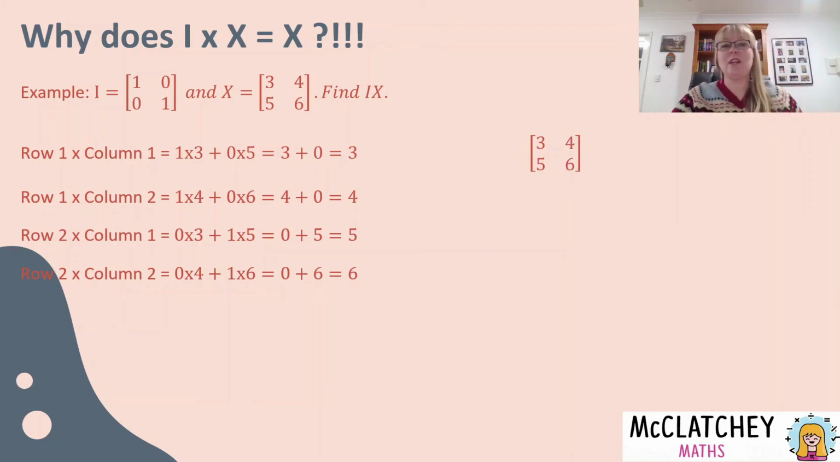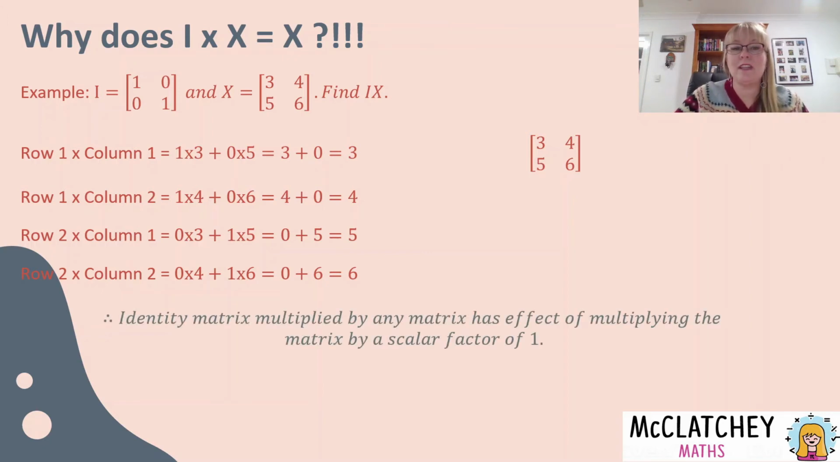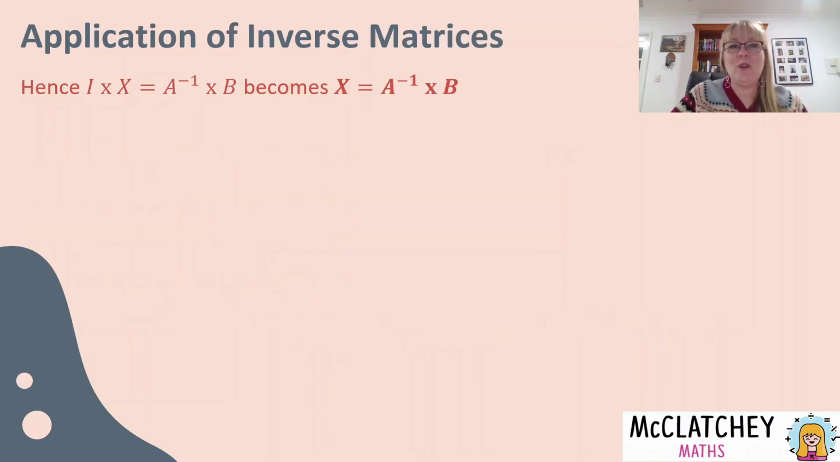So yes, we've just proved that a matrix multiplied by the identity matrix gives us just the matrix. It's kind of the same effect as multiplying by a scalar factor of 1. So that's kind of nifty. Let's get back now to our original application of inverse matrices. Now we know that I, the identity matrix, times X is simply the inverse of A multiplied by B. So it's just X equals the inverse of A multiplied by B.